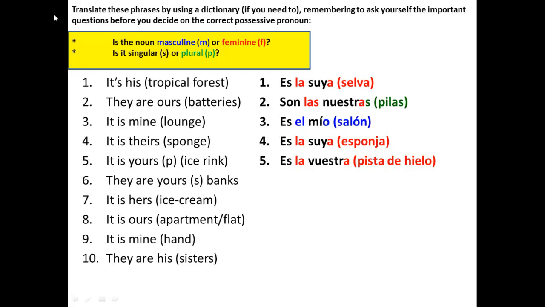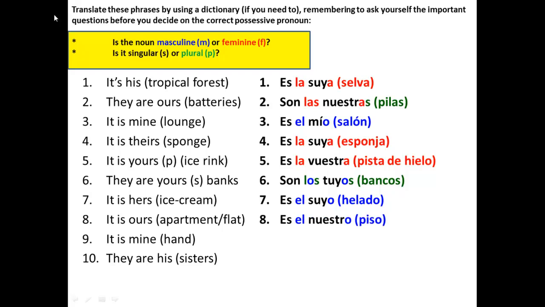Número 6. They are yours, and we're talking about banks, lucky people. Son los tuyos, and the word is bancos. Número 7. It is hers, and the word is ice cream. Es el suyo. Because the word helado is masculine, we use the masculine possessive pronoun, although it is hers, and therefore it belongs to a female. 8. It is ours, and it's an apartment or flat. Es el nuestro, the word piso.